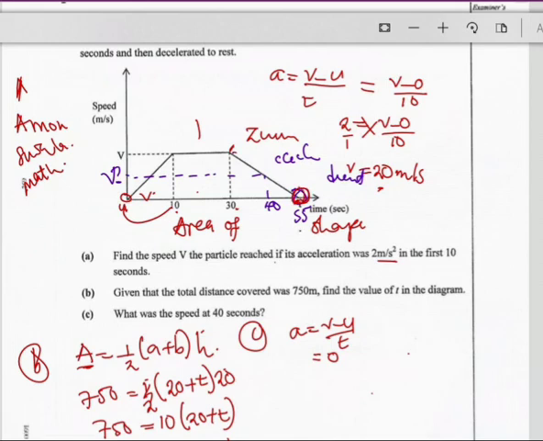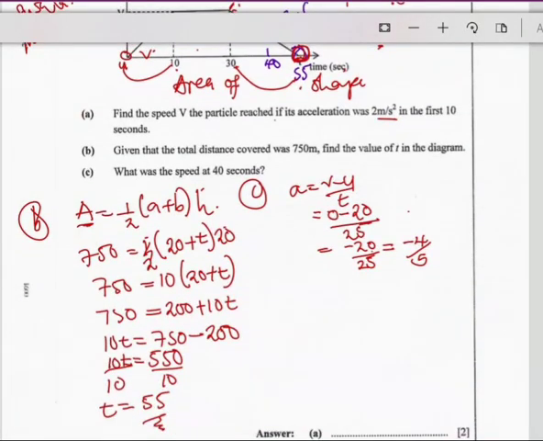Please don't say 55, because 55 is time, but we're looking at speed. Minus our initial, where it started, which is 20, over the time from 30 to 55, which is 25. So we have negative 20 over 25. When we reduce this, 5 into 20 is negative 4, and 5 into 25 is 5. So that is our a, negative 4 over 5.